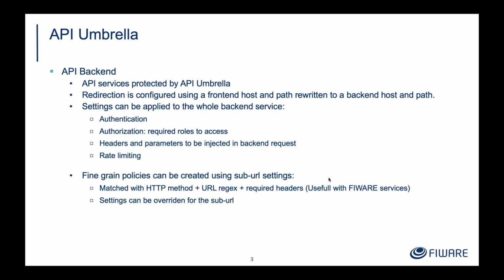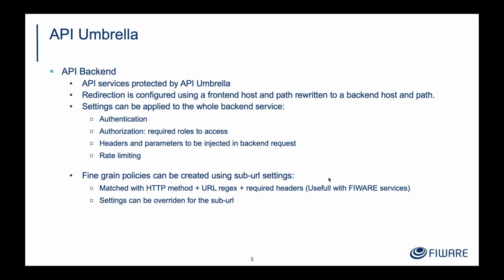Apart from these settings that can be applied to the whole backend service, it is possible to define fine-grained policies using what is called the sub-URL settings. The sub-URL settings is a way of picking just a subset of the API you are securing and applying a specific setting only to that specific subset. This is how the access control policies are implemented.